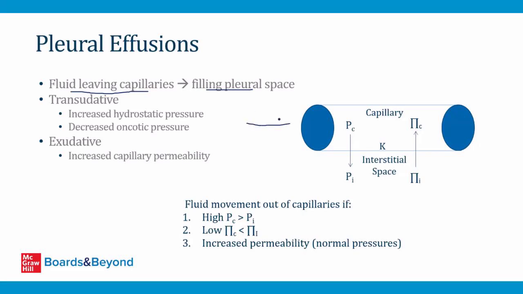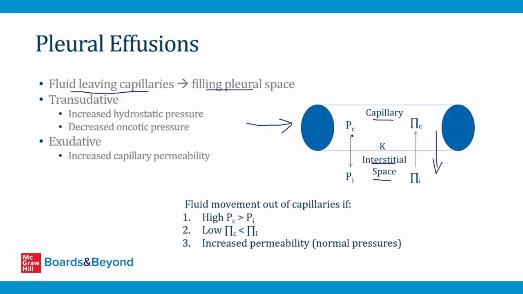So shown on this slide is a cartoon that I go over in great detail in the cardiology section. It describes the forces that control movement of fluid between capillaries and interstitial spaces like the pleural space. And so in pleural effusions, you have fluid moving out of capillaries into the pleural space. So what can make that happen?